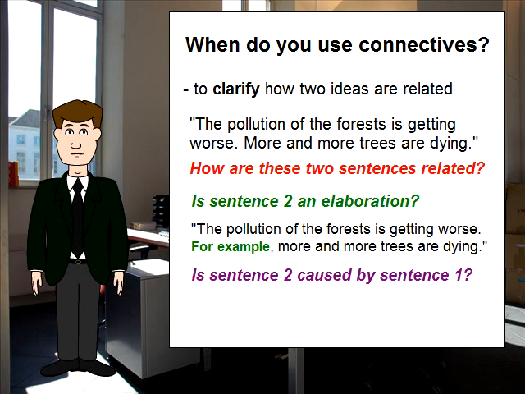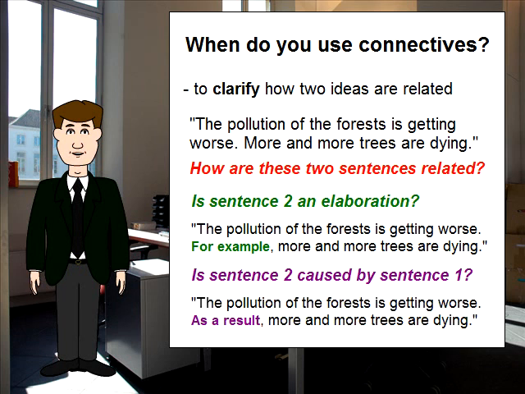but the second sentence might be a consequence of that first sentence. The trees may be dying because of the pollution, so we can use a cause and effect connective like, as a result. If you like, take a minute to pause the lesson to consider these examples. Press play to resume when you're ready to go on. Okay.